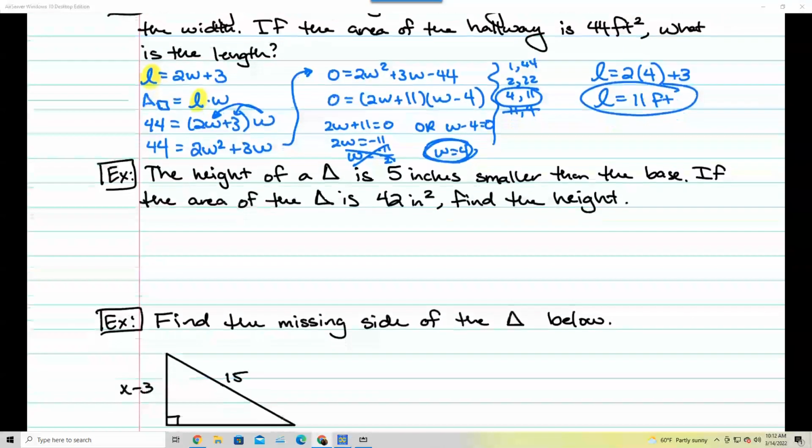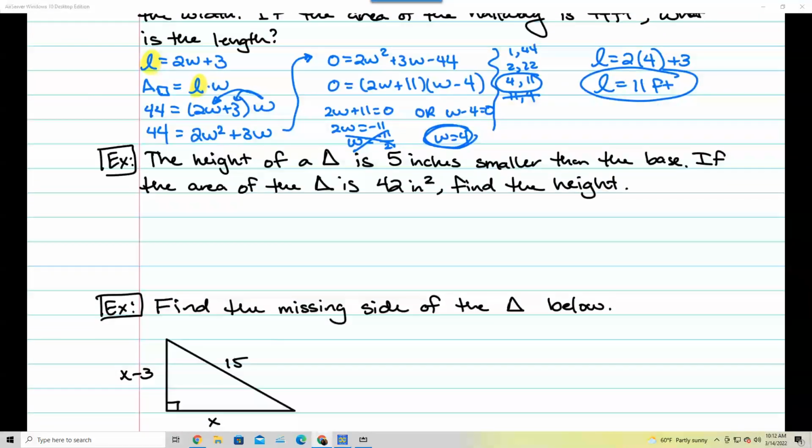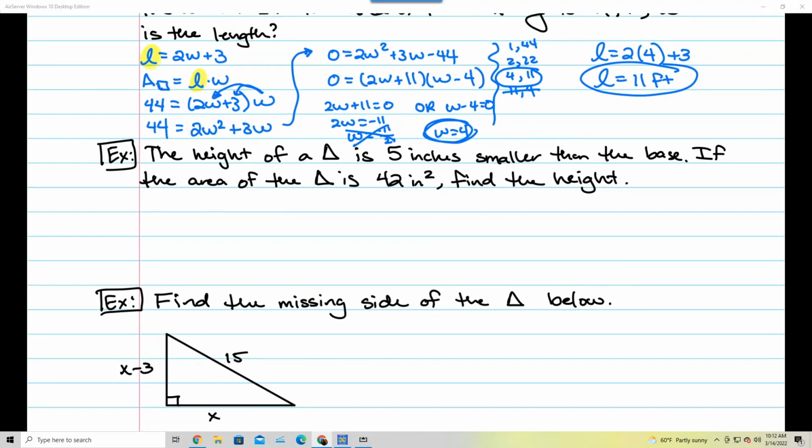Moving on to the second. It says that the height of a triangle is 5 inches smaller than the base. If the area of the triangle is 42 inches squared, find the height. This is going to be very similar to the last one we did. It says that the height is 5 inches smaller than the base.